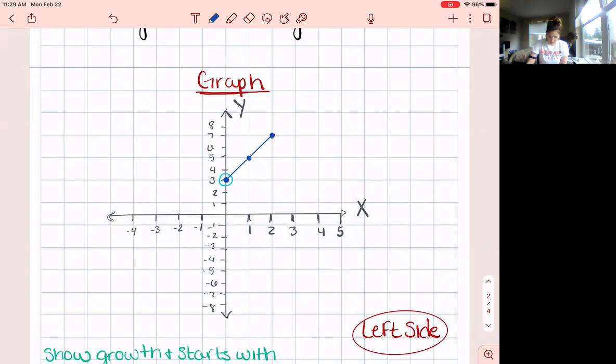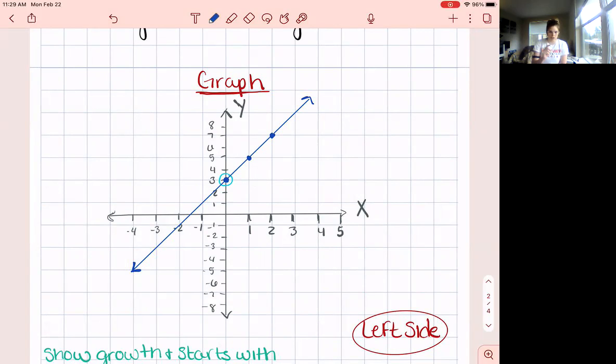So I want us to keep our graph going in both directions. So that's why you want your straight edge, so that we can build a nice big graph.